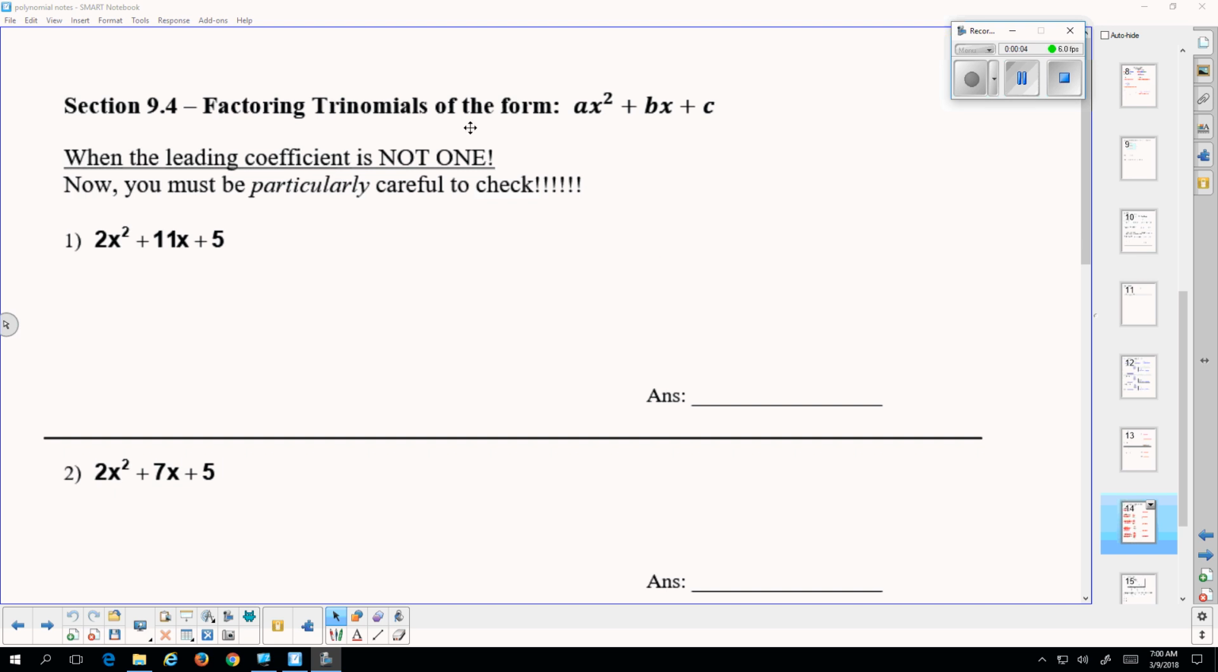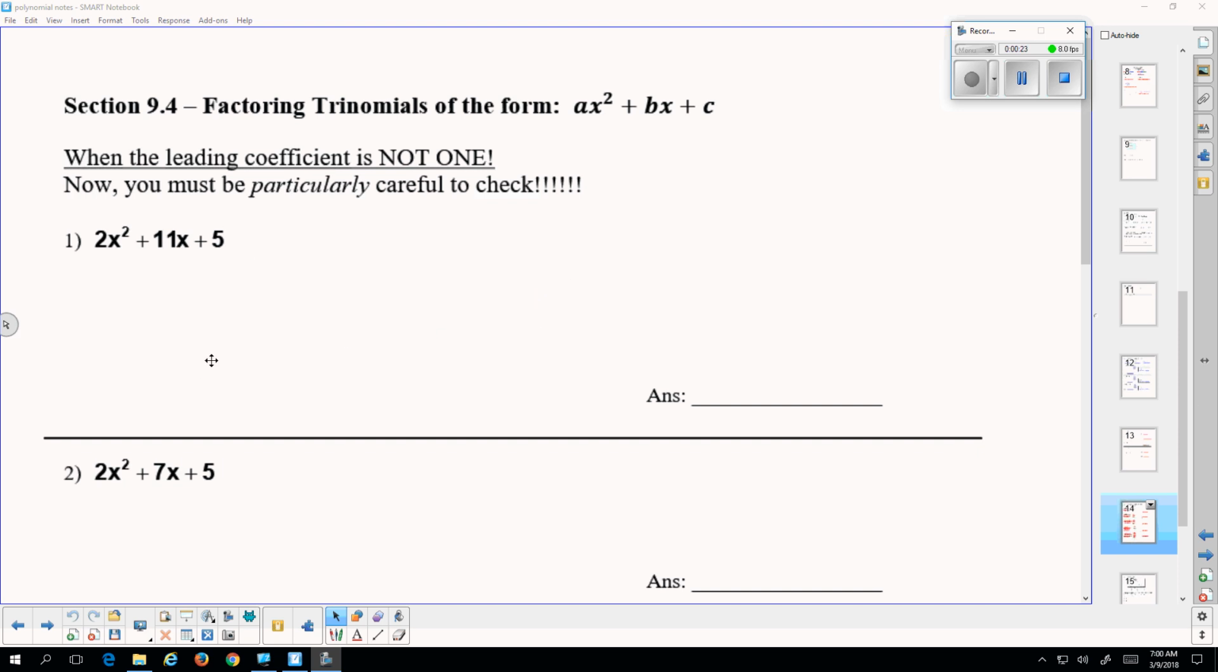Factoring trinomials when the leading coefficient is not 1. So in the last section, you had just x squared plus bx plus c, but now there's going to be a number in front of the x squared, which is going to make it a little bit trickier. There's just more steps. It's the same general idea, but there's more steps.